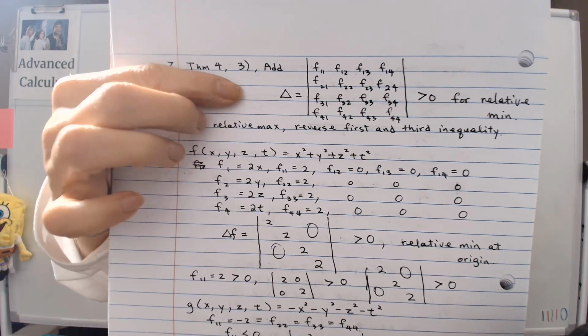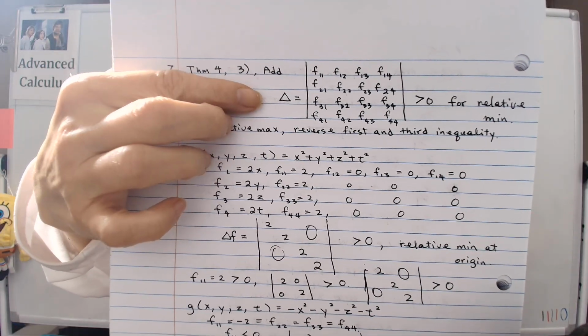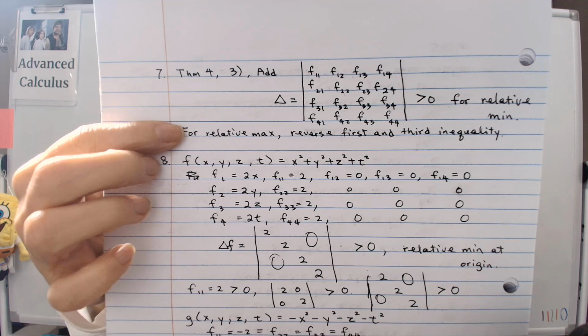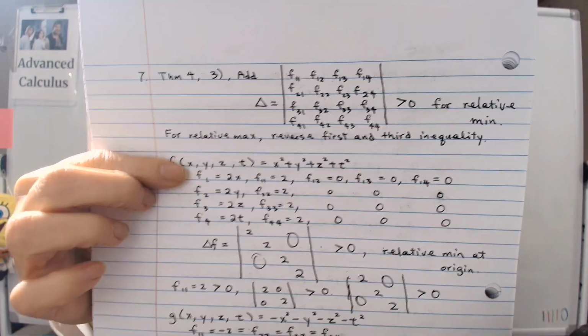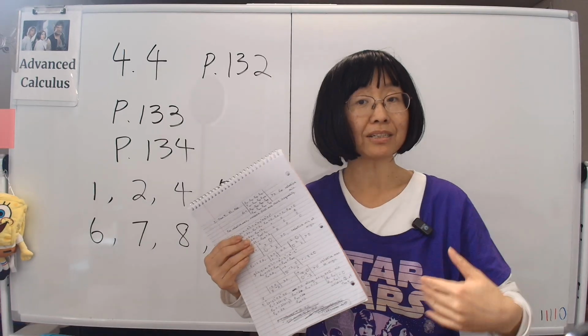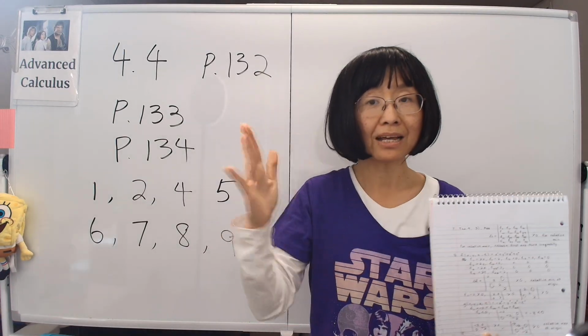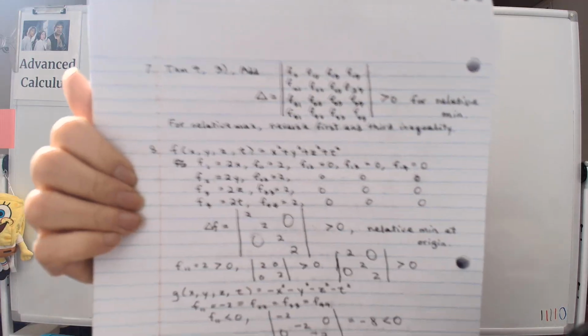Then you just slap on a bigger triangle, right? The bigger determinant bigger than 0 for relative min, and then for relative max, we'll reverse the first and third inequality. That is, the second and fourth inequality you can't reverse, because all the negatives will cancel out, because they have an even number of rows or columns. So that's that. Okay, that's problem 7.